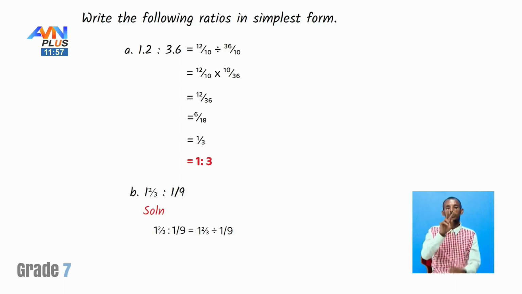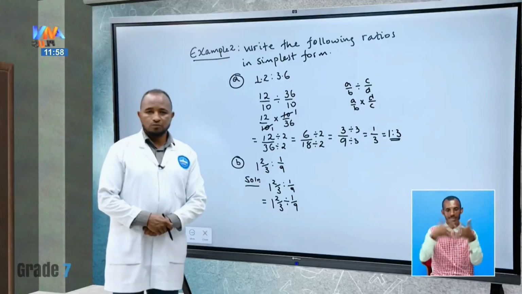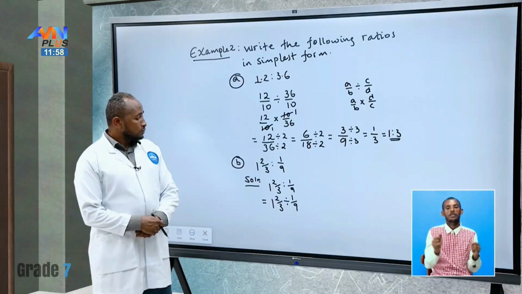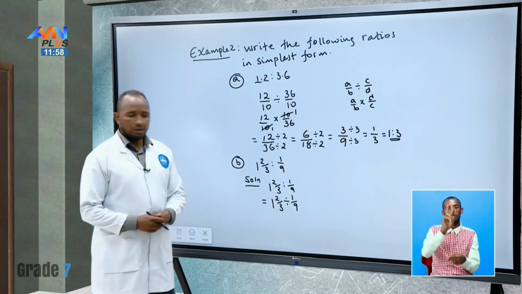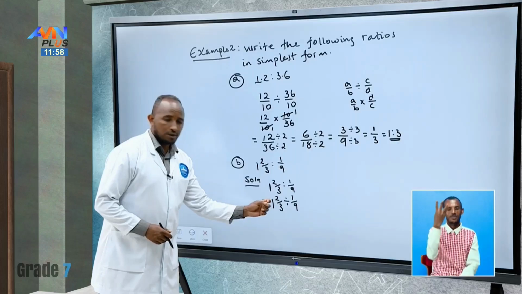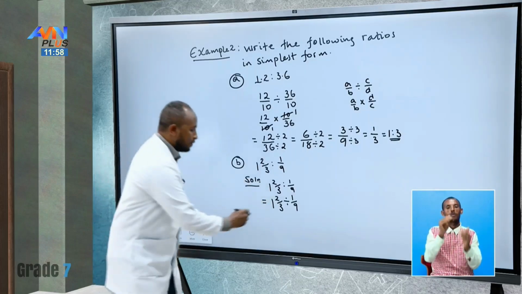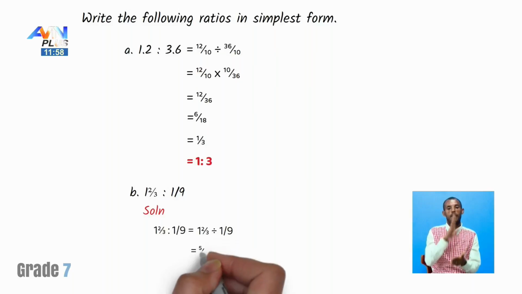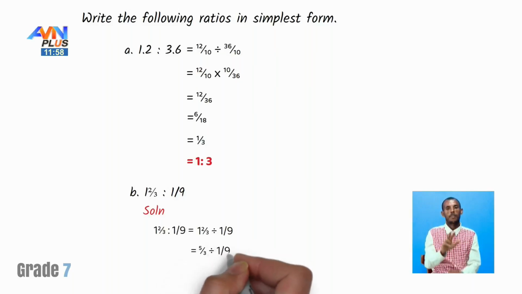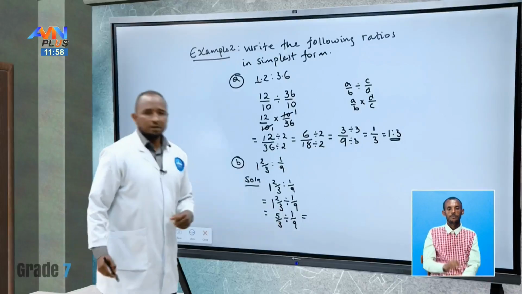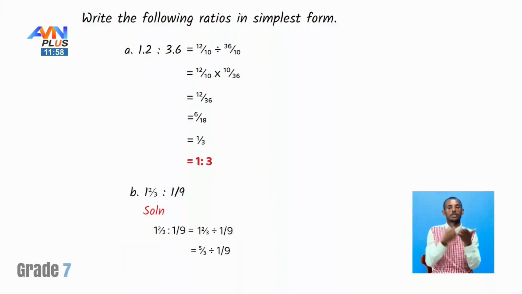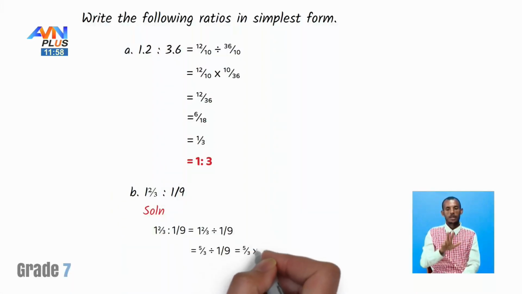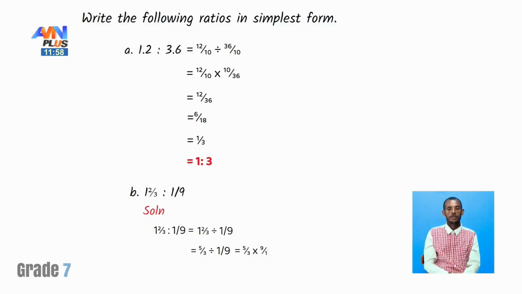To divide this, first I have to change this mixed number into an improper fraction. To change this, just take the product of the two and add this one. 3 times 1 is 3, 3 plus 2 is 5. Therefore, this becomes 5/3 divided by 1/9. Dividing means multiplying by the reciprocal. Therefore, this becomes 5/3 times 9/1.